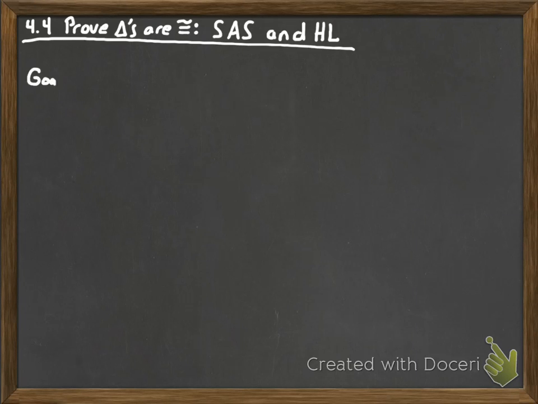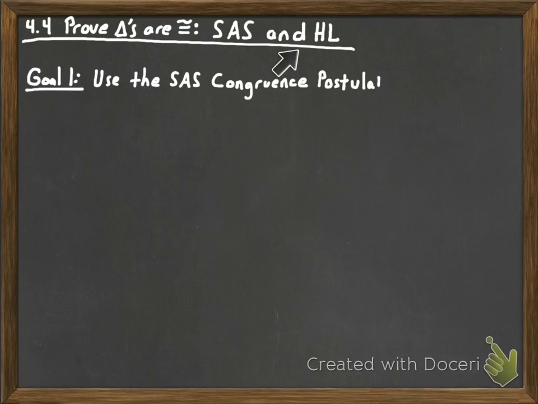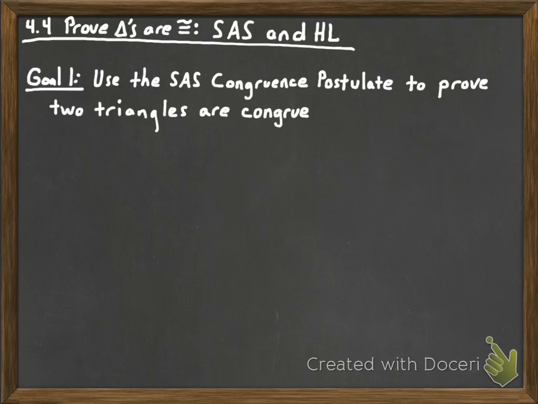We're still working in this section on proving that triangles are congruent, but we're going to learn two new ways of doing so. In this first video for this section 4.4, we're going to use the SAS, which you might recognize as side angle side. We're going to use the side angle side congruence postulate to prove that two triangles are congruent to one another. And then in the next video, we'll go ahead and tackle this other thing called HL, which stands for hypotenuse leg. And we'll use the hypotenuse leg congruent theorem to prove that triangles are congruent.